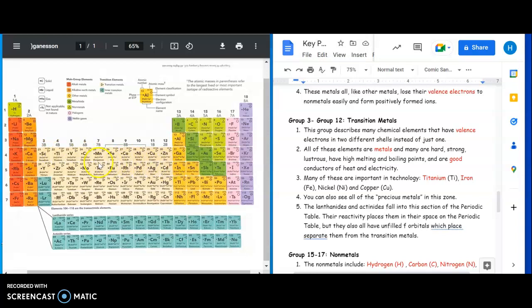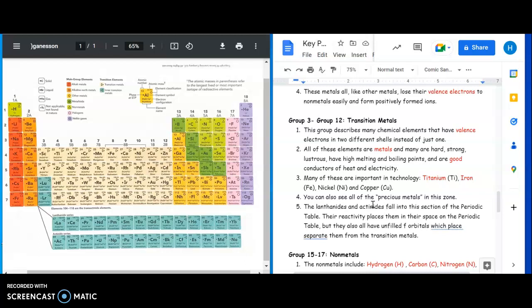So we'll see this kind of repeating pattern of how metals don't hold on very tight to their electrons. Group 3 to group 12, so this bridge coming across the periodic table is the transition metals. This group describes many chemical elements that have valence electrons, those outermost electrons, in 2 different shells instead of just 1. That makes them behave less predictably.